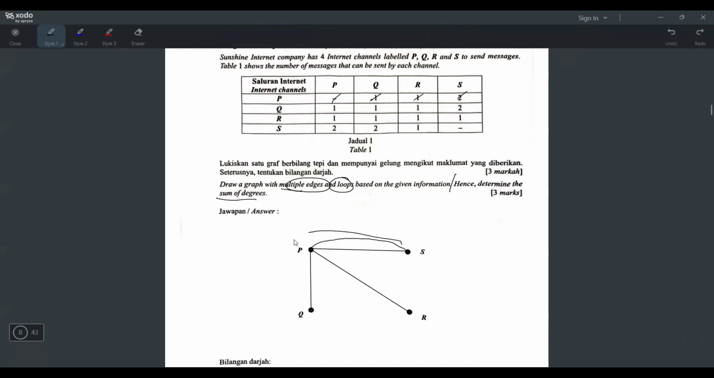Oh, and one more thing. What do we call this? We call this multiple edges, right? When you have more than one line joining 2 vertices, we call it multiple edges. All right. Okay, next one.